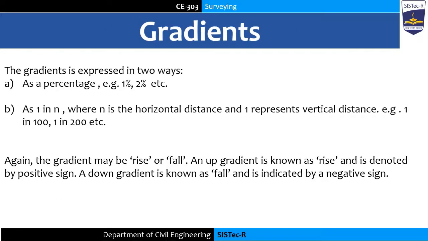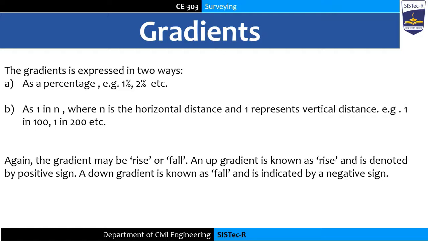Now we have one of the important properties of the vertical curves, that is the gradients. If we talk about the gradients, the gradient is expressed in two ways. So first method is as a percentage, for example 1%, 2%, etc. So you can express the gradients in percentage, that is, this gradient is 1%, 2%, etc. Second way to express the gradient is in 1 in n, where n is the horizontal distance and 1 represents vertical distance.